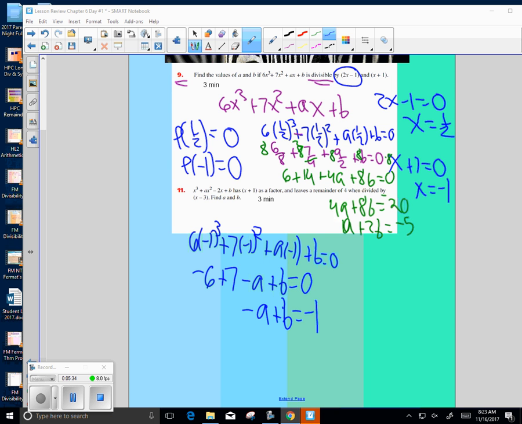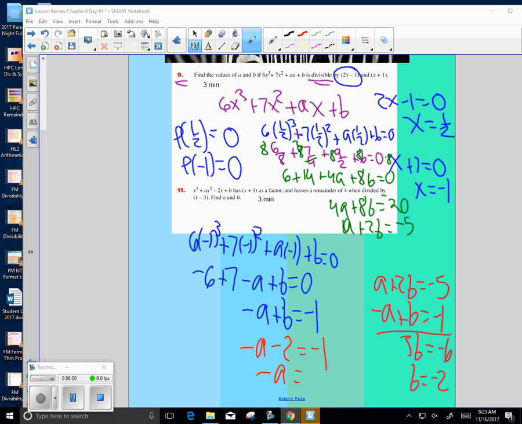Now, what will happen is when you put these two together, a plus 2b equals negative 5, and negative a plus b equals negative 1. You add those up, you're going to get 3b equal to negative 6. b will be equal to negative 2. And once you know that, negative a minus 2 equals negative 1. Add this over. You're going to get 1. A is equal to negative 1. So those should be your two answers. Negative 1 and negative 2.